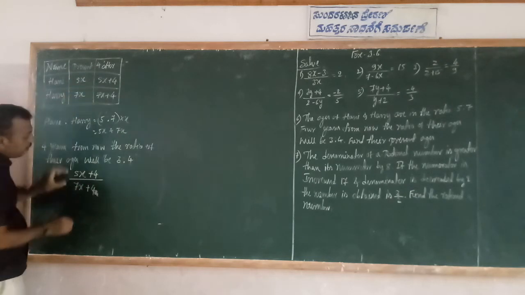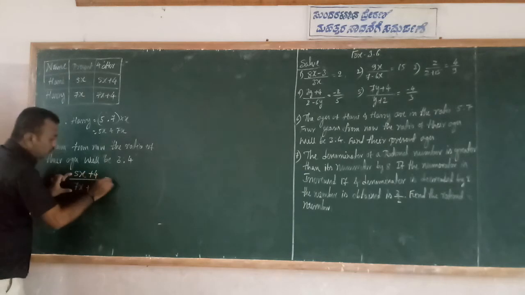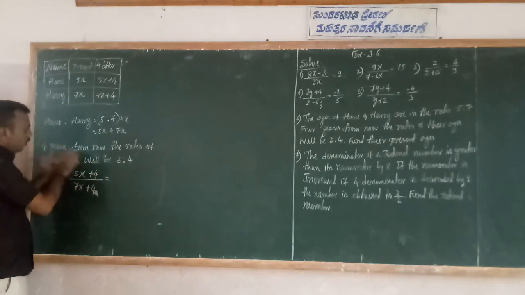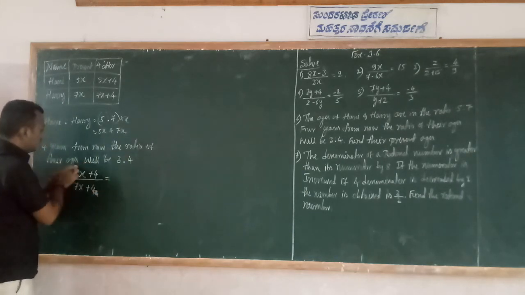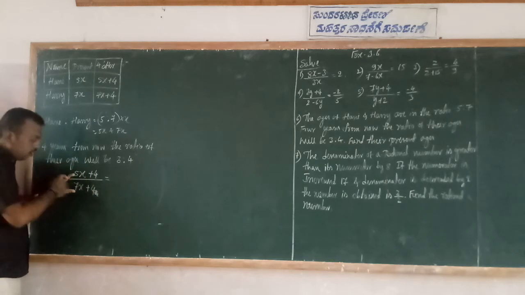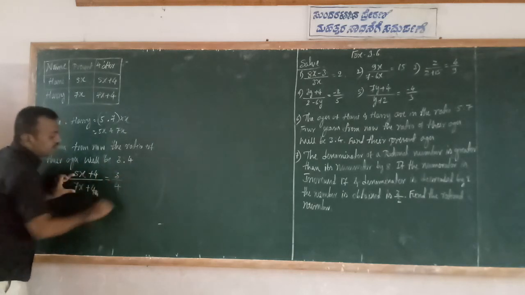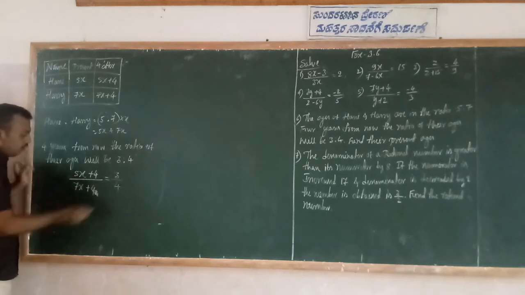The ratio form I will write in fraction form. So 4 years from now, what is the ratio of their ages? It is 5x plus 4 whole upon 7x plus 4. This ratio will be 3:4, which is nothing but 3/4. Next we have to solve it.